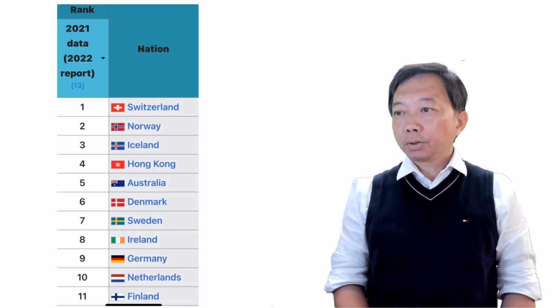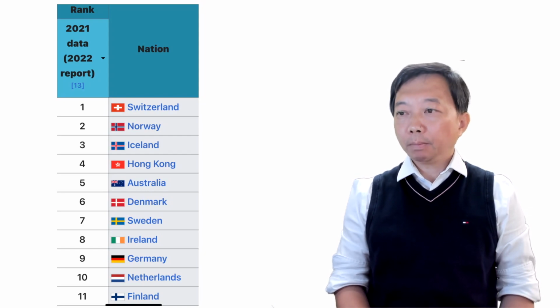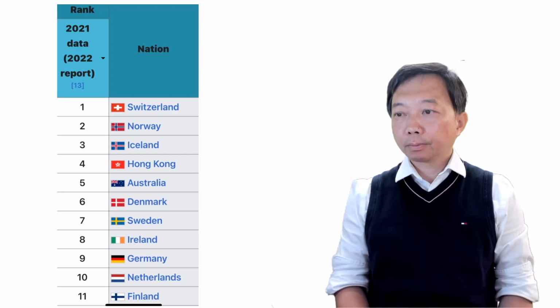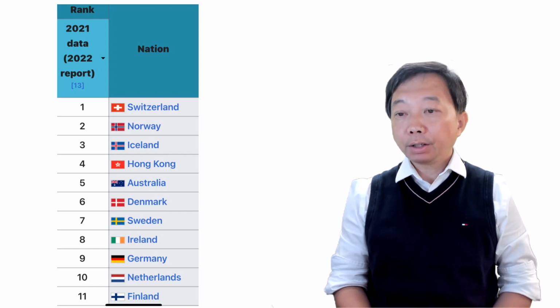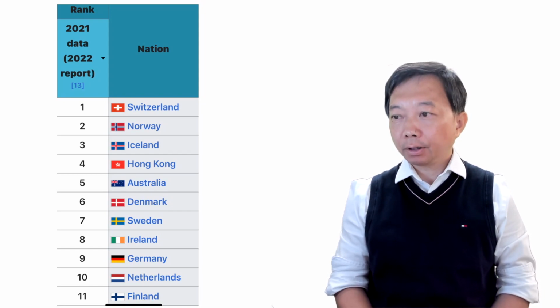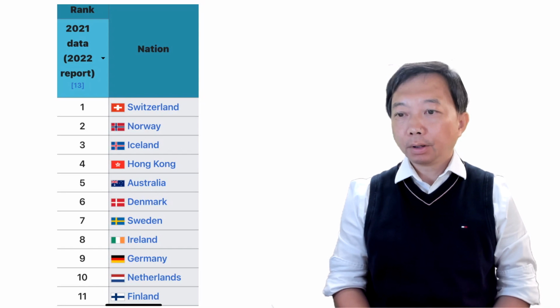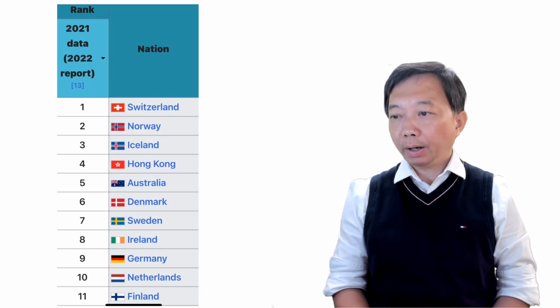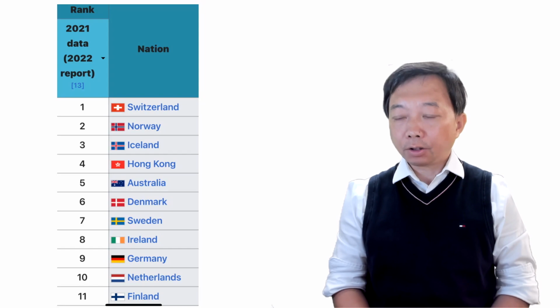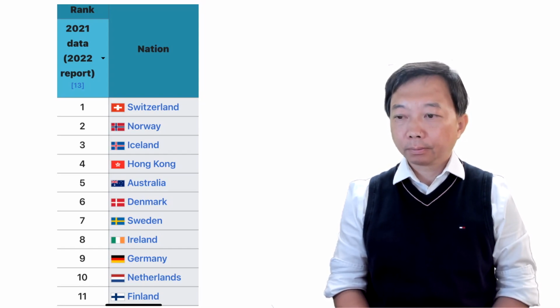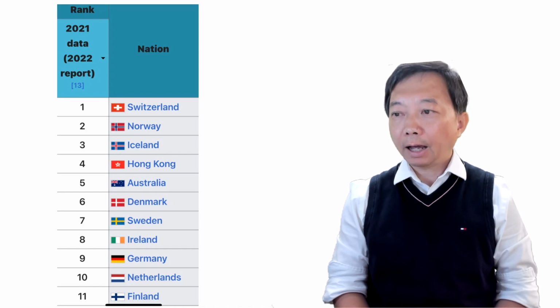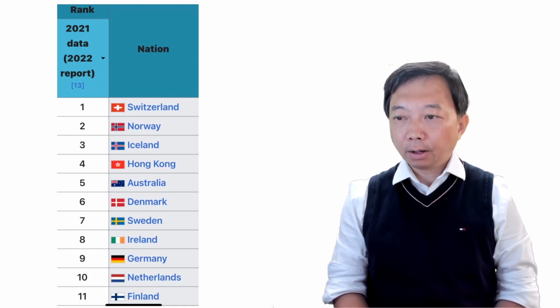This table shows the most recent Human Development Index for different countries. I list the 25 countries with the highest HDI. Switzerland, Norway, and Iceland are the top 3. Hong Kong ranked 4th. Australia, Denmark, Sweden, Ireland, Germany, and the Netherlands are in the top 10.